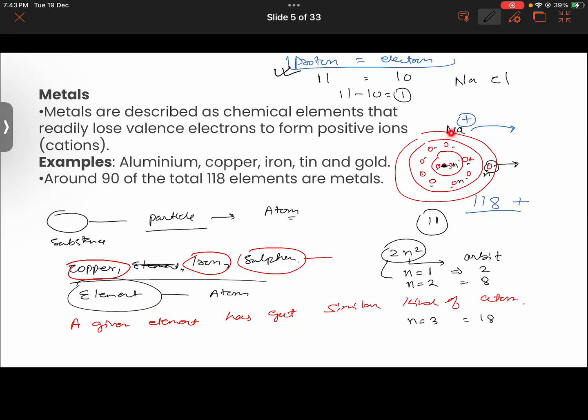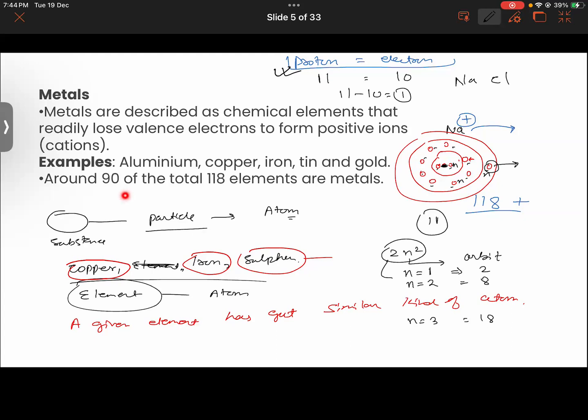When atoms develop charges over them, we call them ions. Charged atoms are called ions. So in the case of metals, they will be forming positive ions. Is this clear to both of you or not? Please do let me know. It is clear now? Okay.